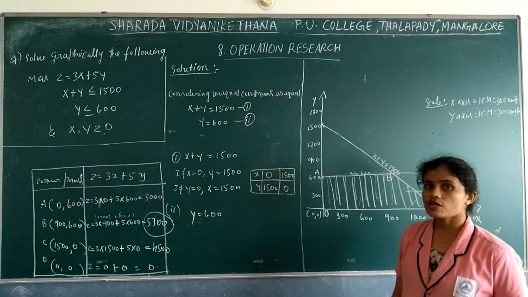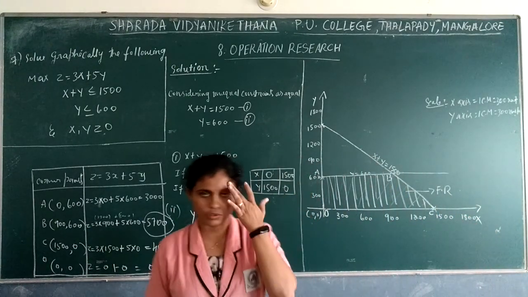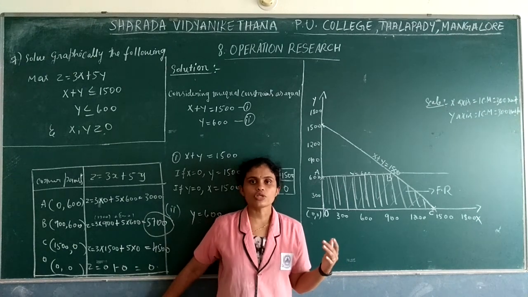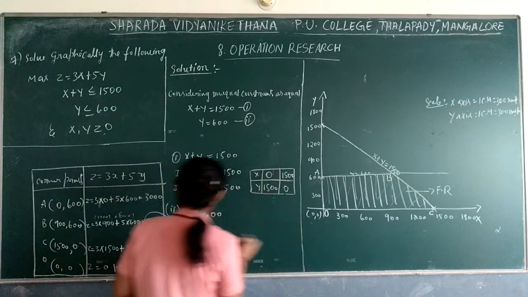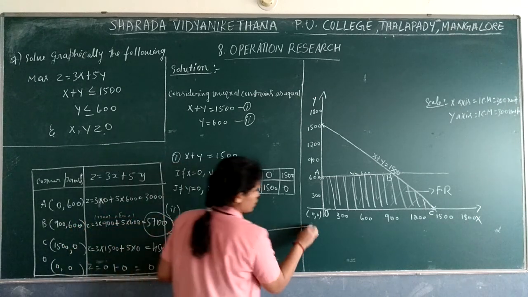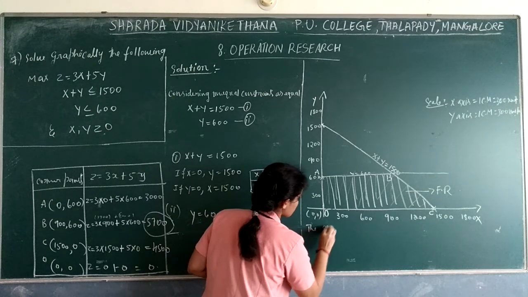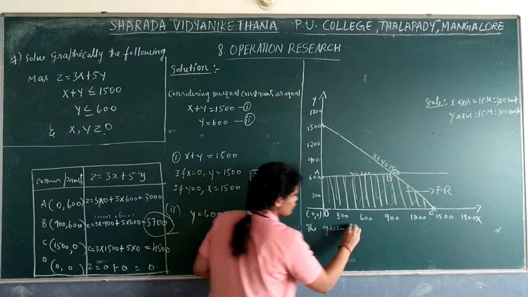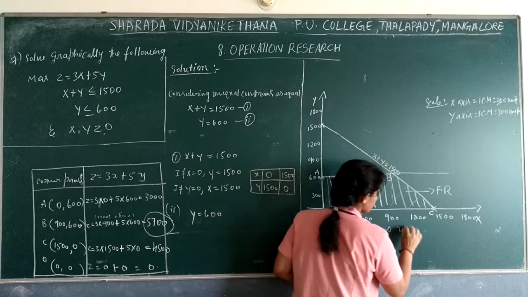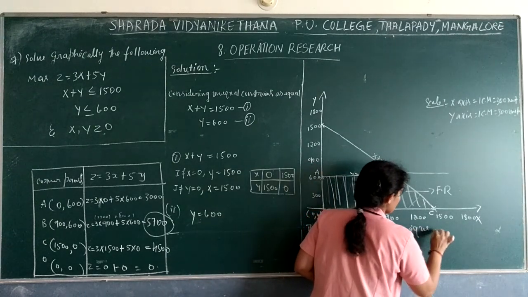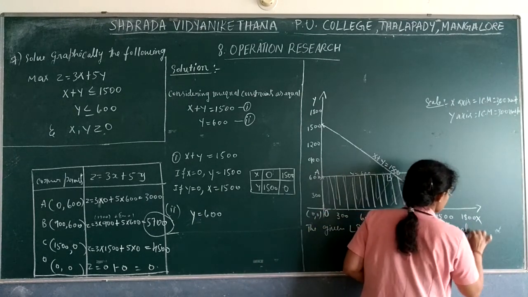And how many 5700s are there? Only one 5700 is there. So what do we need to conclude? The given LPP has a unique optimal solution. So we have to conclude here, and write the conclusion here itself. The given LPP has a unique optimal solution.